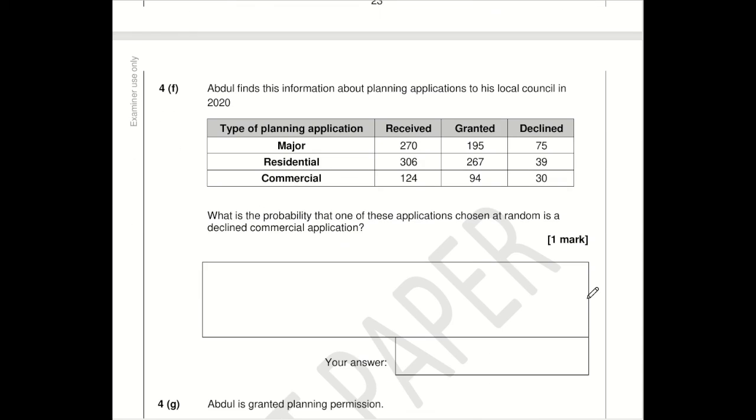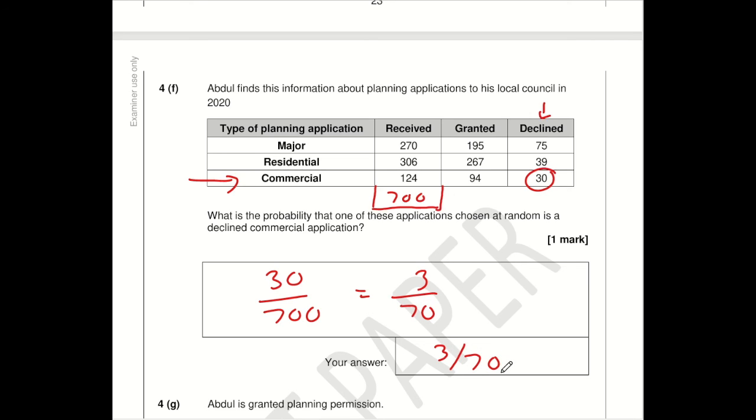Okay, so what is the probability that one of the applications chosen at random is a declined commercial application? Well, how many applications are there in total? Well, 270 plus 306 plus 124 comes to 700. And of the 700, how many are declined commercial? Well, here's commercial, here is declined, and that is 30. So as a fraction, that is 30 out of 700, and that can be simplified to 3 over 70, and that fraction can't be simplified anymore. So there we go, that is the probability that any application chosen at random is a declined commercial, 3/70.